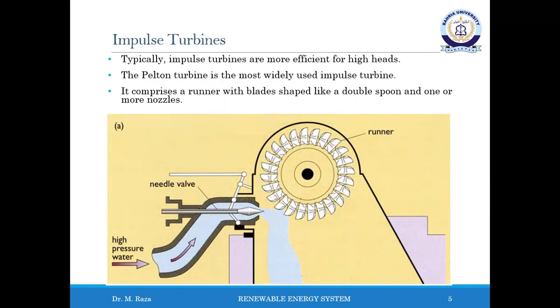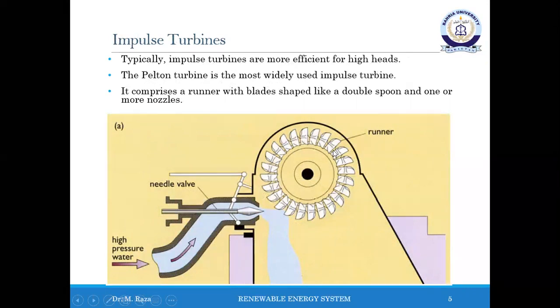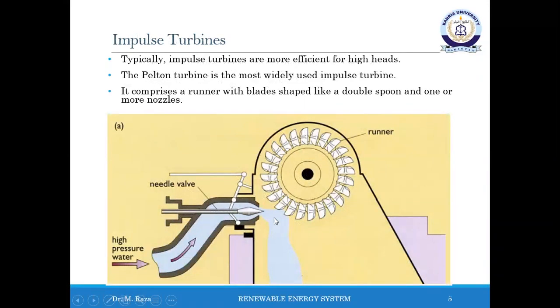Typically, impulse turbines are most efficient for high head. The Pelton turbine is the most widely used impulse turbine. It comprises a runner with blades shaped like a double spoon and one or more nozzles, such as shown in this diagram. So this is the nozzle and that is the runner that converts the kinetic energy stored in this water flow into rotational mechanical energy.